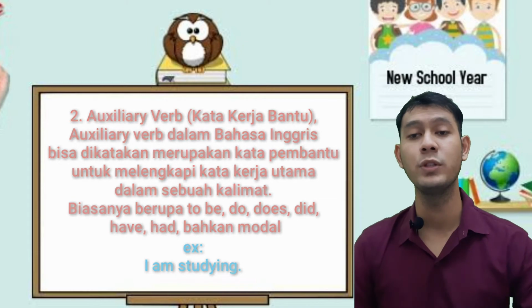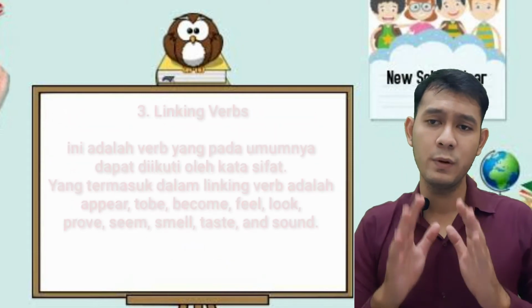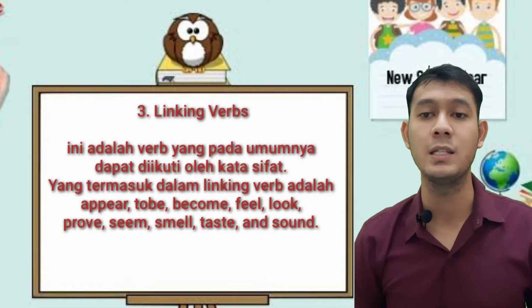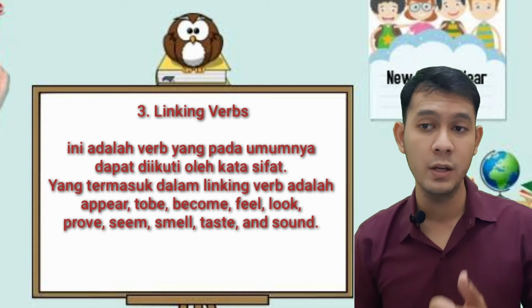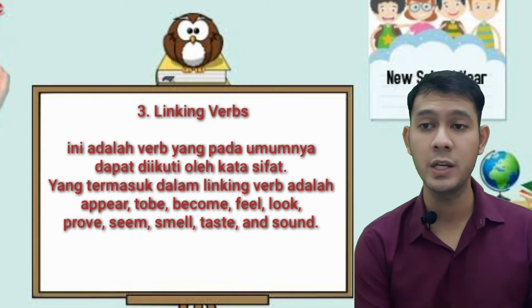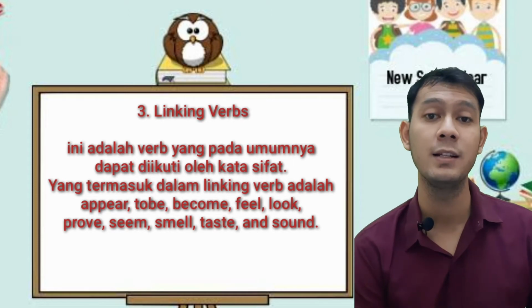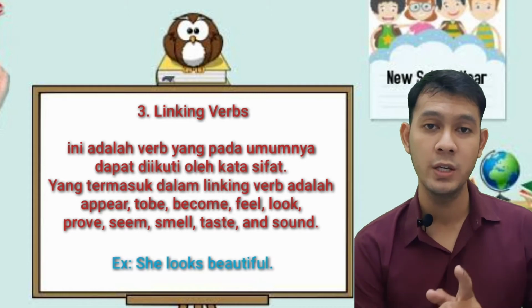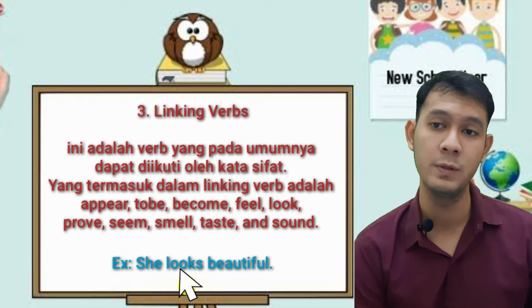Yang ketiga, kita punya linking verb. What is linking verb actually? Well, linking verb ini adalah verb yang pada umumnya dapat diikuti oleh kata sifat. Yang termasuk dalam linking verb adalah appear, to be yang tadi, kemudian become, feel, look, prove, seem, smell, taste, dan juga sound. For example, she looks beautiful. Nah, looks di sini sebuah linking verbs.